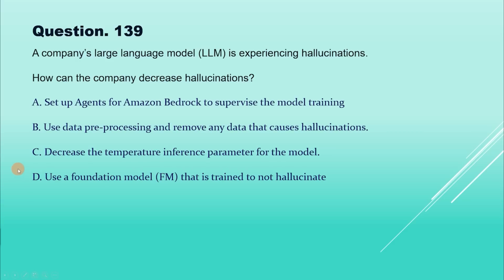Now let me reveal the correct answer. Option C, decrease the temperature inference parameter for the model. This is the correct one because decreasing the temperature reduces the variety of answers and hence forces the model to focus on the tuned patterns. So option C, decrease the temperature inference parameter for the model, is the correct answer here.